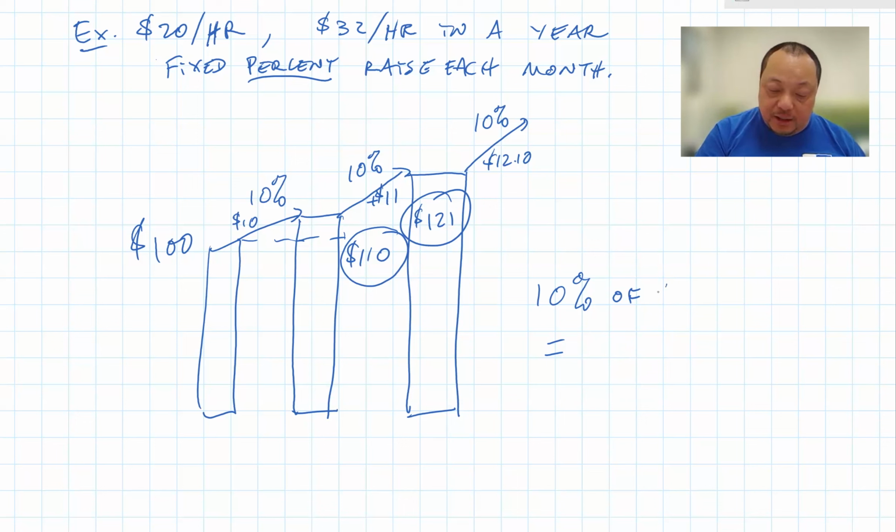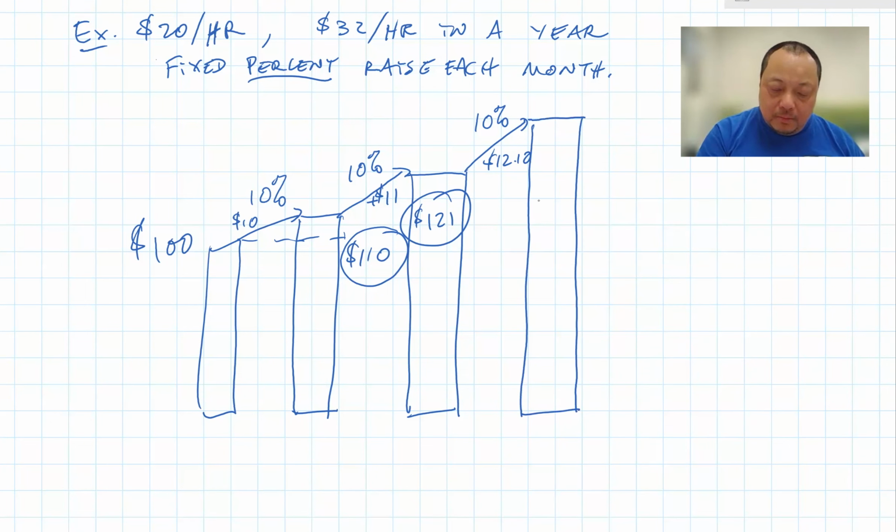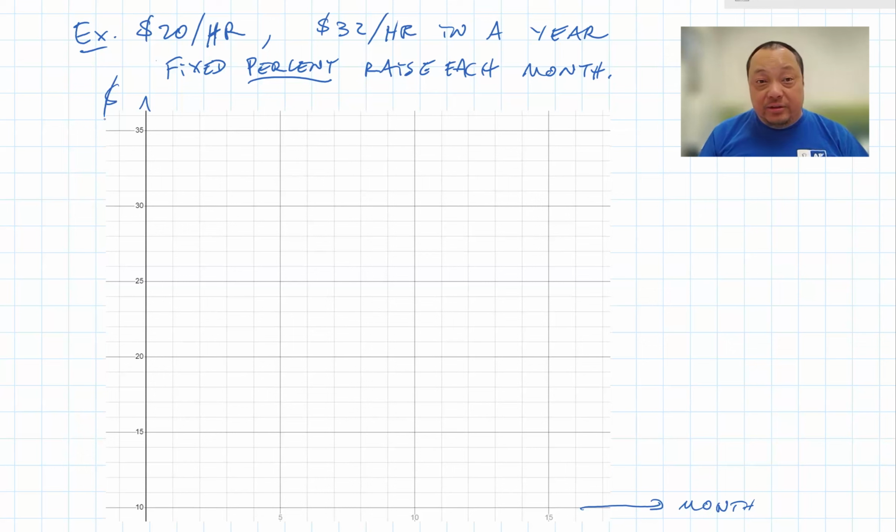Because 10% of 121 is 12.1, $12.10. So now it's $102 and $32.10. This is the principle of compounding. We're talking about compound interest now. And the whole thing grows exponentially. So it goes like this. Right, so let's go back to our graph. X-axis is month, y-axis is the dollar amount. Down here is 10.